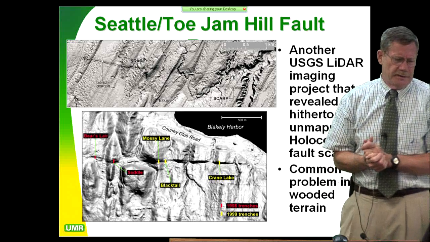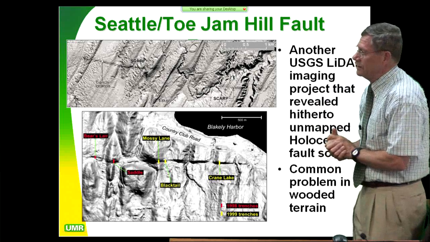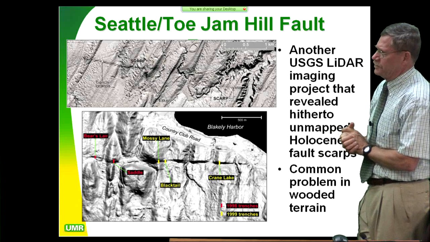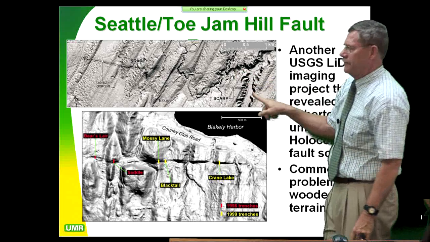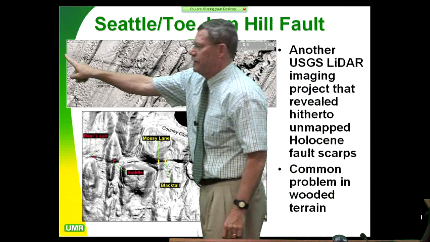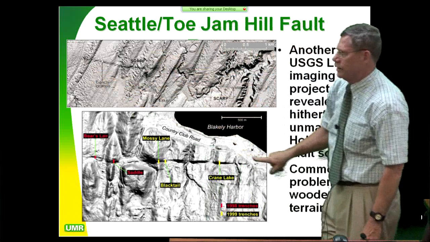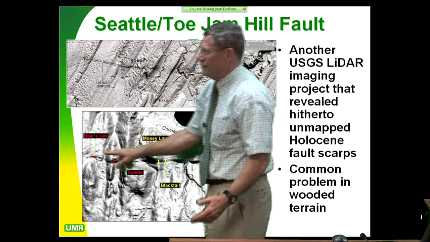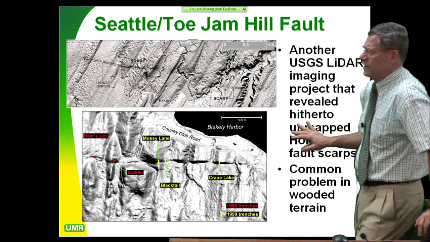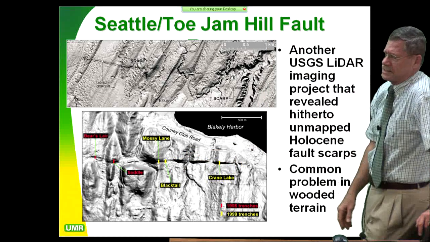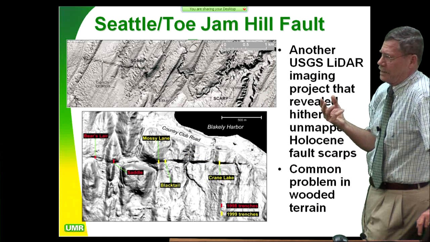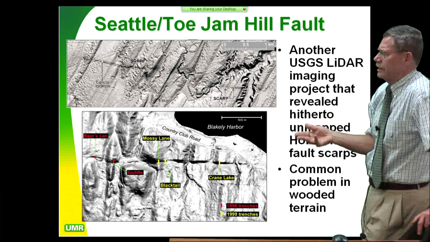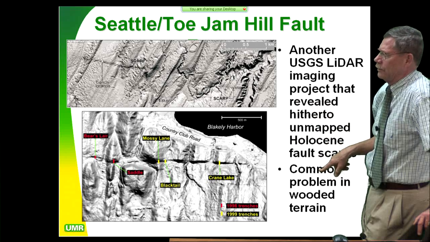This shows some of the early LiDAR work by the USGS back in the early 2000s in the Seattle, Tacoma area in the Puget Lowland. They picked up an active fault coming across here called the Toe Jam Fault. And when they went in and looked at it in more detail, it was just an incredible east-west scarp. Again, right here near a major metropolitan area, never been seen because it goes through very densely covered forest, the dense forest litter. Nobody was looking for it, so nobody saw it. That's a real common problem in wooded terrain.